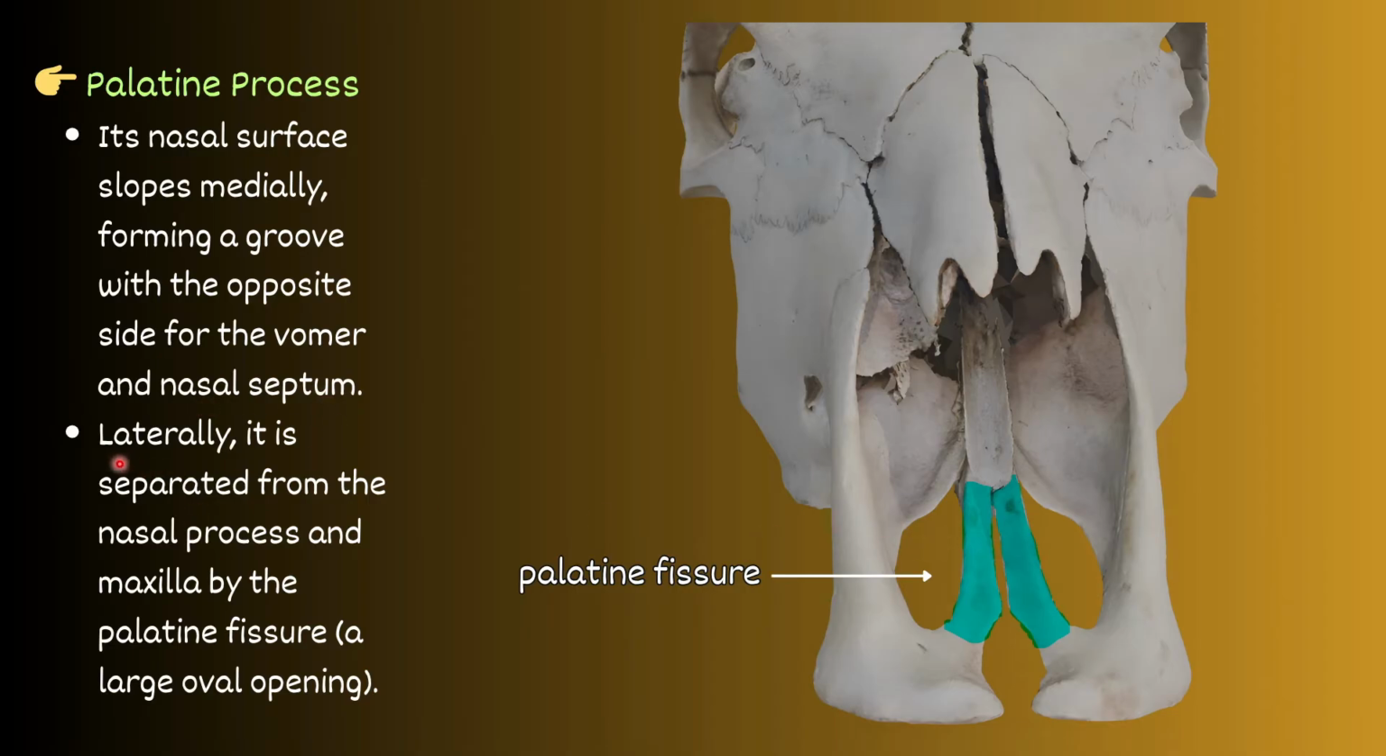Laterally the palatine process is separated from the nasal process and the maxilla by the palatine fissure. Here, this is the maxilla bone, this is the nasal process of the premaxilla, and this is the palatine process. In between, you will find this oval shaped opening. This is called palatine fissure.